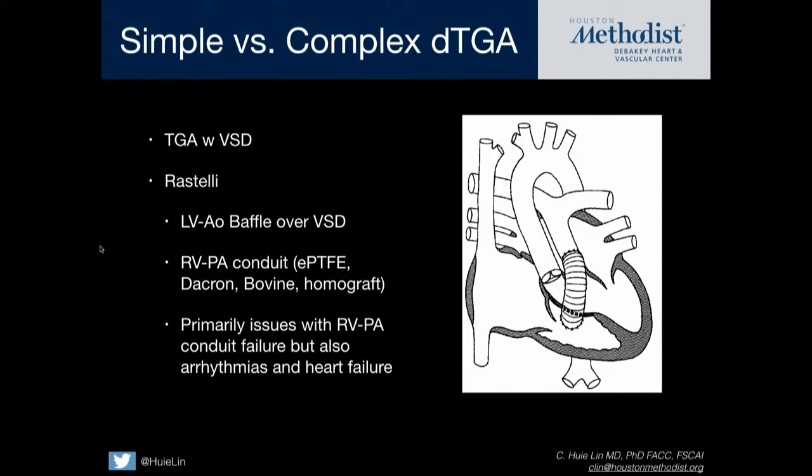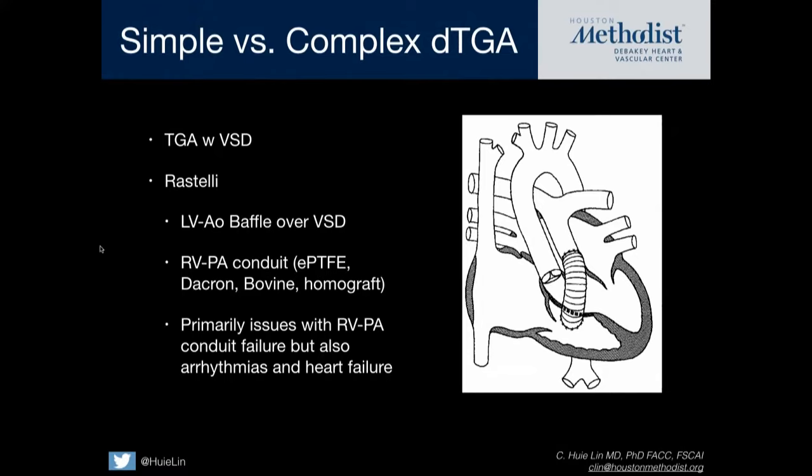And what that commonly means is transposition of the great arteries with a VSD, or ventricular septal defect. And oftentimes those patients will undergo what's called a Rastelli repair. What that means is that the VSD repair is made so that the left ventricle is baffled to the aorta. So the left ventricle can actually serve as the systemic ventricle.